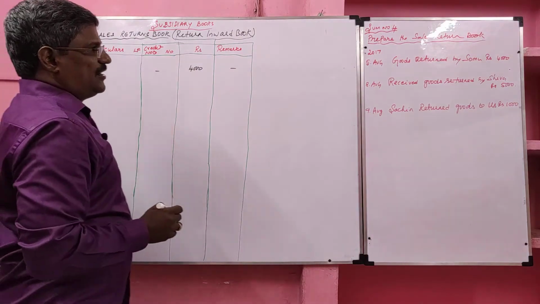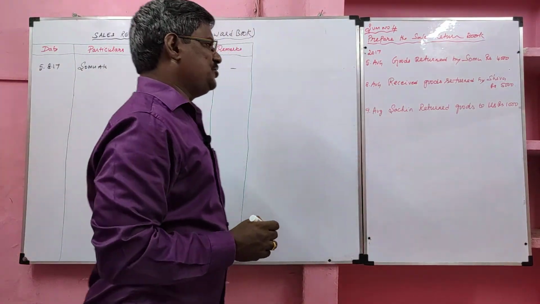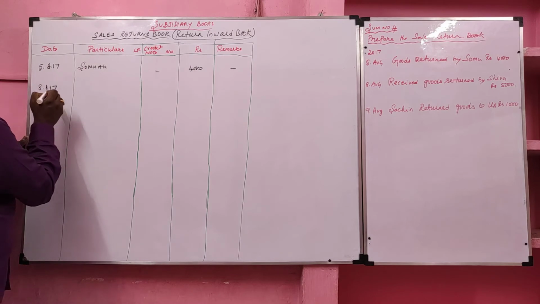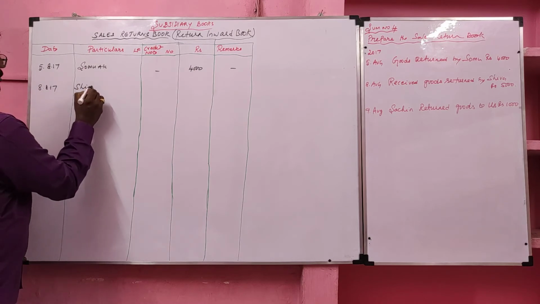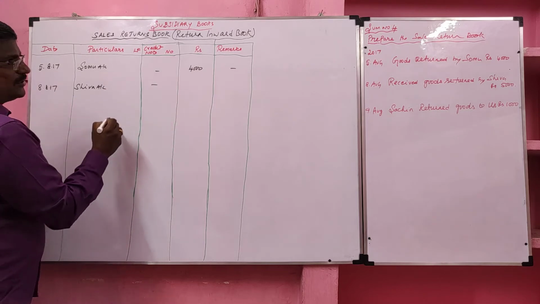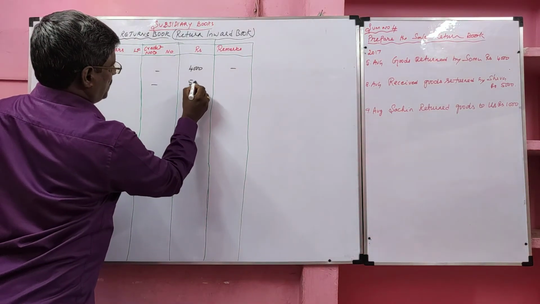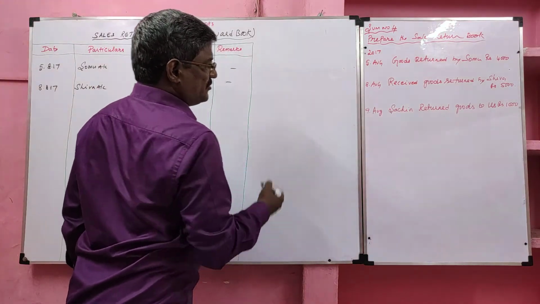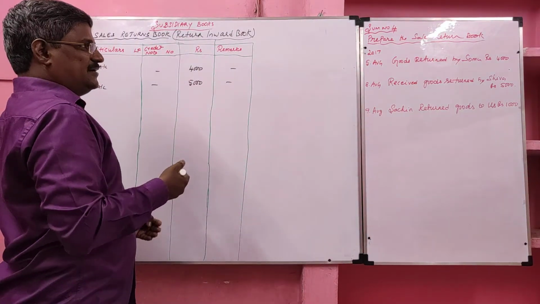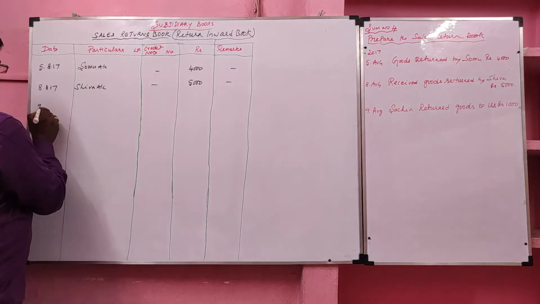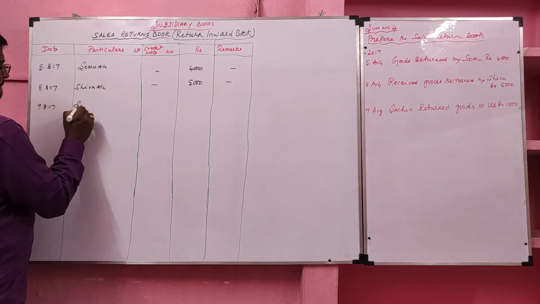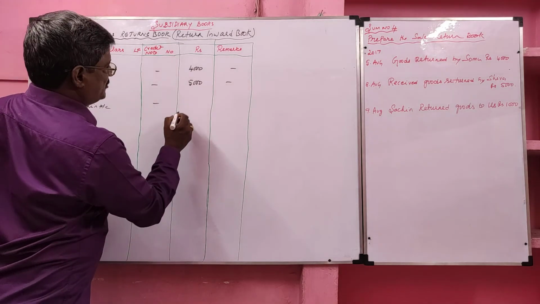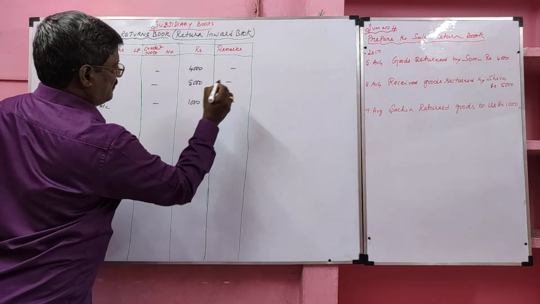Then 8th August, received goods returned by Shiva. It is also sales return. So 8th August 2017, Shiva returned goods worth 5,000. Next, 9th August, Sachin returned goods to the business. So it is also sales return. Value 1,000. Reason for return of goods not given.